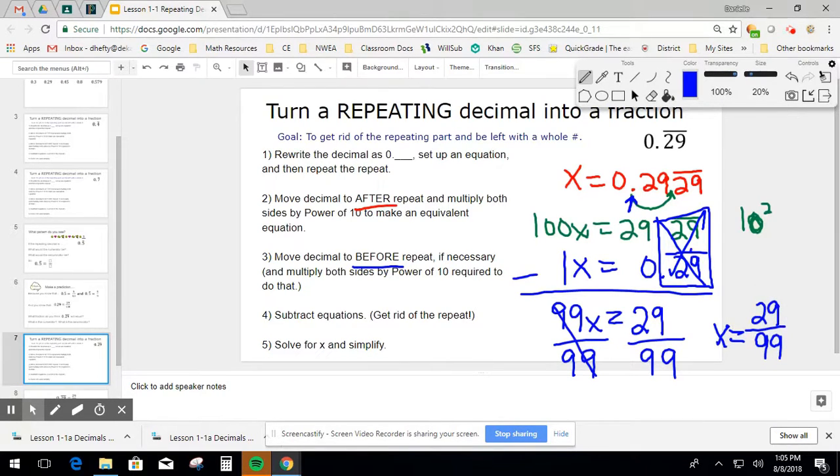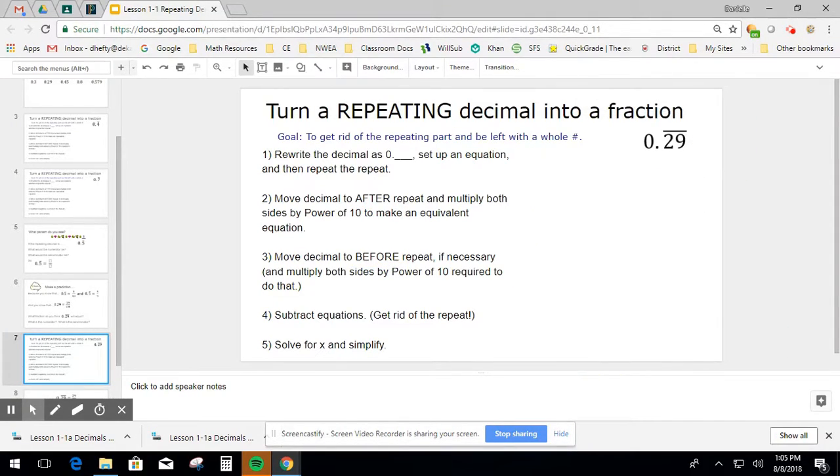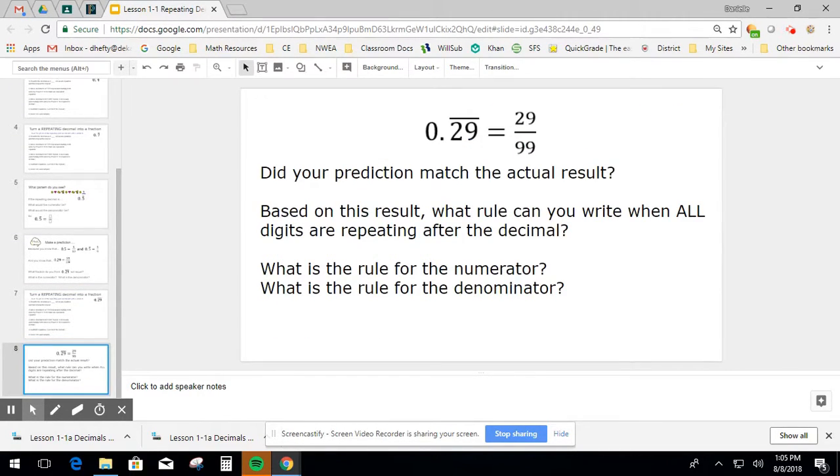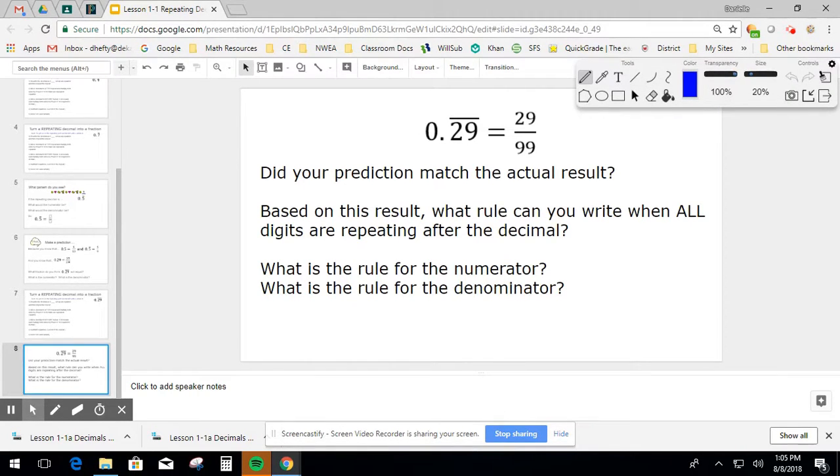Is that what you predicted? 29 hundredths repeating is 29 over 99. Is that what you figured out? Let's see here. We know that 29 hundredths repeating is equal to 29 over 99. We also discovered that 0.5 repeating was equal to 5 over 9. So did your prediction match the actual results?